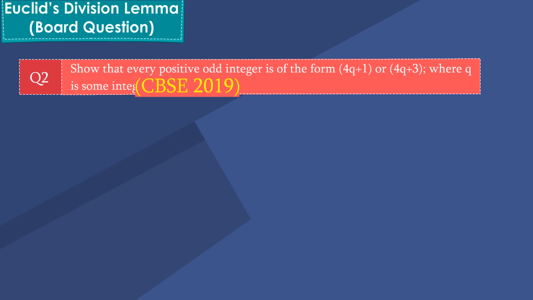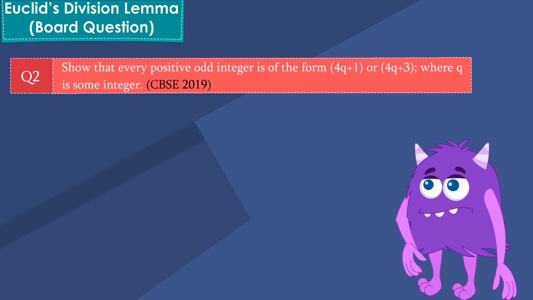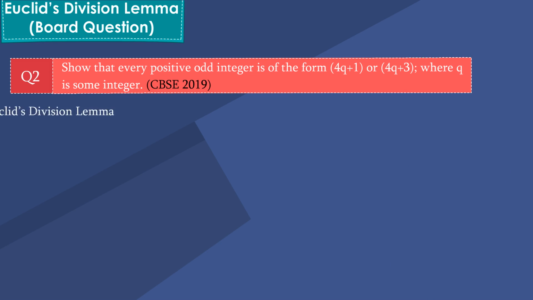Let's look at another one. This one is from CBSE 2019. The question is, show that every positive odd integer is of the form 4q plus 1 or 4q plus 3, where q is some integer. So friends, where do we start from? Yes, absolutely. We start by stating Euclid's division lemma. Come on, let's say it together.